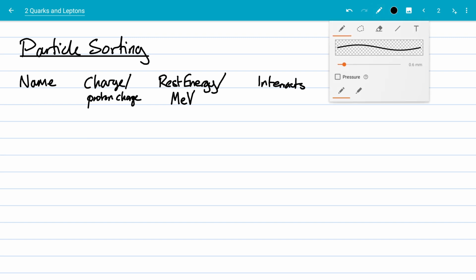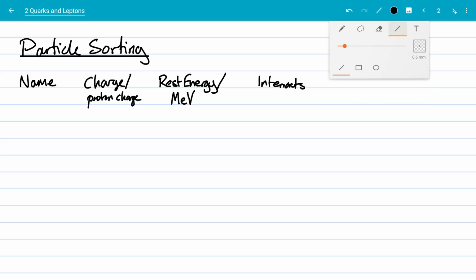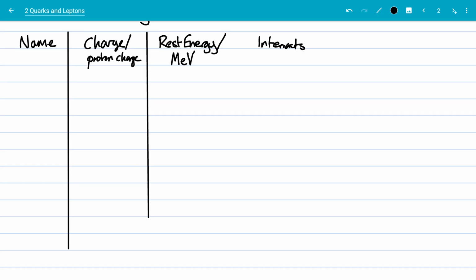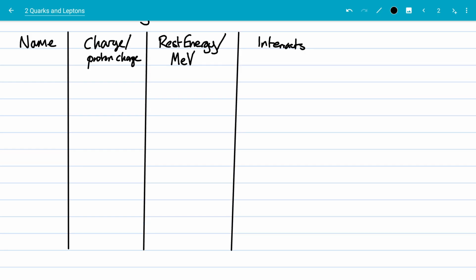And we're going to do 11 particles. So let's make my table have 11 rows. I think that's about there-ish. And we're going to fill in some details about some of these particles.